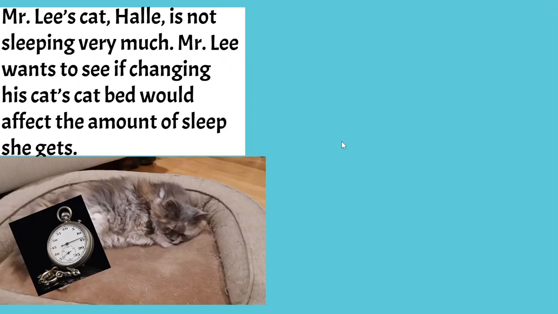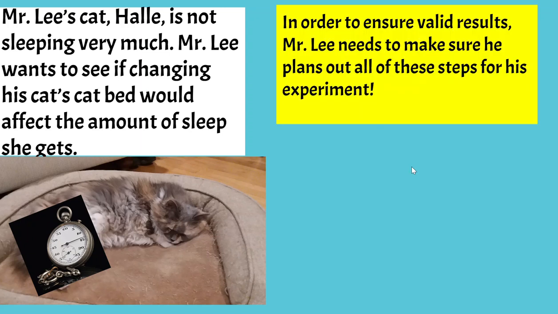So we have this example about Mr. Lee. Mr. Lee's cat, Hallie, is not sleeping very much. Mr. Lee wants to see if changing his cat's bed would affect the amount of sleep she gets. So he's going to do some sort of an experiment to see. All right? In order to make sure that the results of his experiment are valid, he's got to make sure that he's planned ahead to do his experiment.